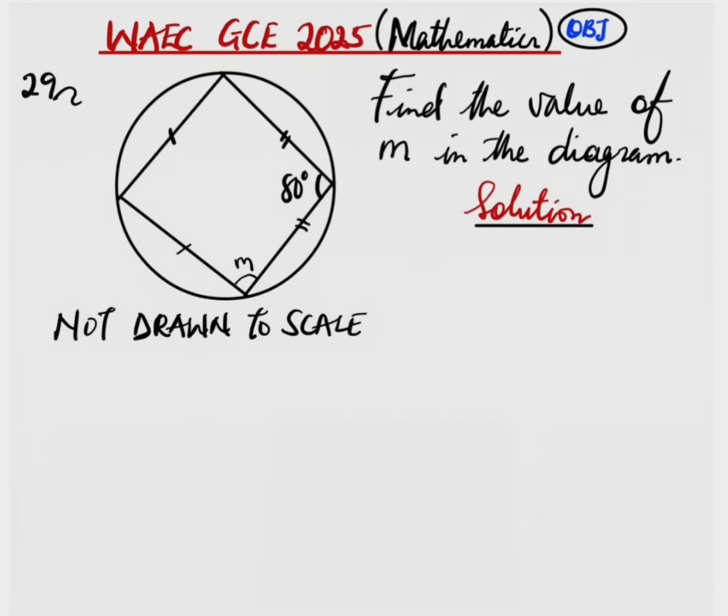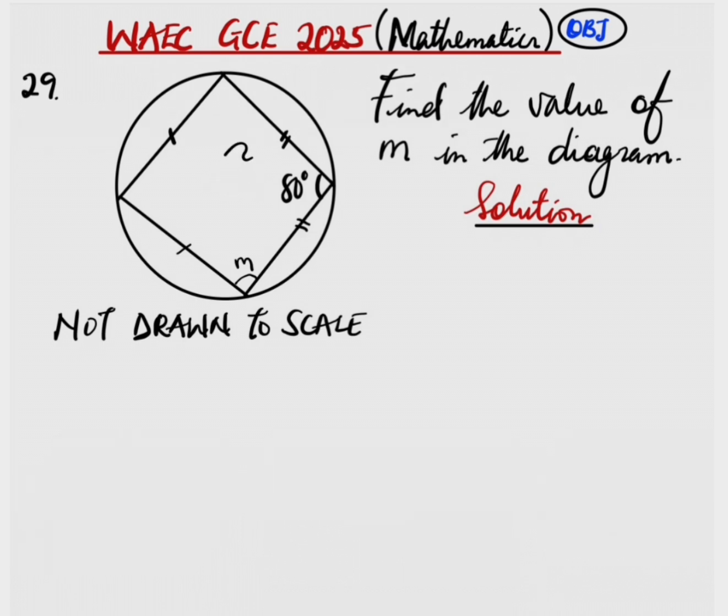Let us consider question number 29 of WAEC GCE 2025 Mathematics Objective Past Question. It reads, find the value of m in the diagram. What we have here is a cyclic quadrilateral. And we know that opposite angles in a cyclic quadrilateral are supplementary.